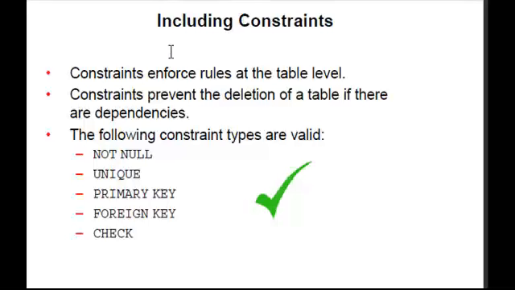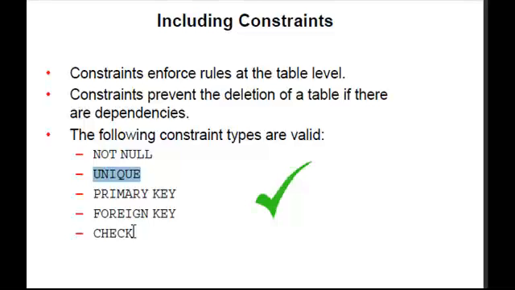Constraint also means not null: a field cannot be null. A field should be unique. A field can be accessible to another table or connect to another table, which we call the foreign key constraint. A field could also be checked.